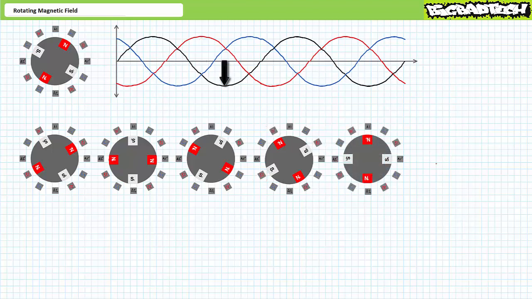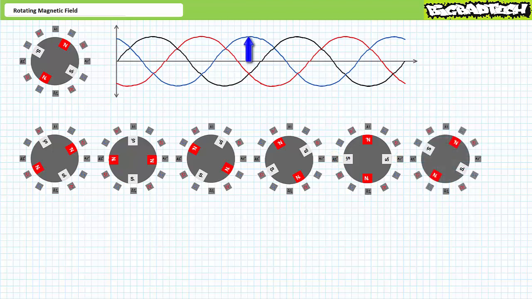Some moments later, L1 peaks negatively. The A ends are south, and the prime ends are norths. The north ends of the rotor are attracted to the A's, and the south ends of the rotor are attracted to the primes. The rotor continues to turn clockwise. Some moments later, L3 peaks positively. The C ends are north, and the prime ends are souths. The north ends of the rotor are attracted to the primes, and the south ends of the rotor are attracted to the C's. The rotor continues to turn clockwise.